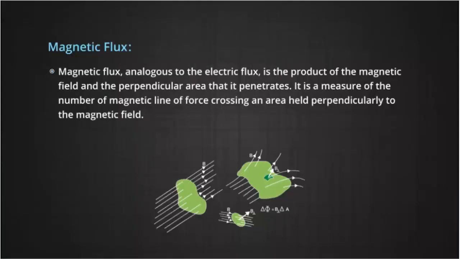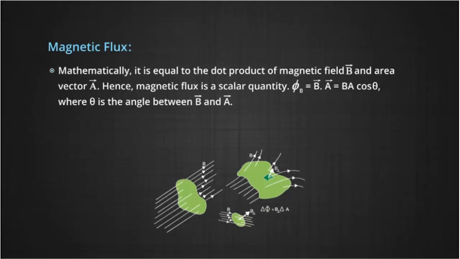Now, to understand Faraday's experiments mathematically, let us first understand the term magnetic flux. Magnetic flux, just like electric flux, is the number of magnetic lines of force crossing a given area held perpendicularly to the magnetic field B. Mathematically, it is equal to the dot product of B and A. Hence, magnetic flux is a scalar quantity. Φ_B = B·A = BA cos θ, where θ is the angle between magnetic field B and area vector A.